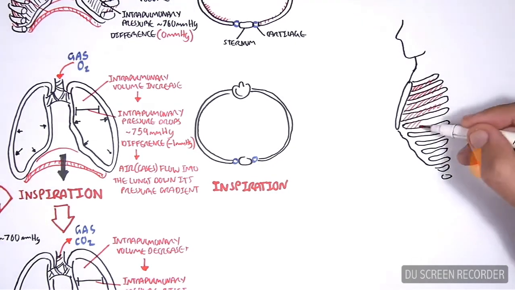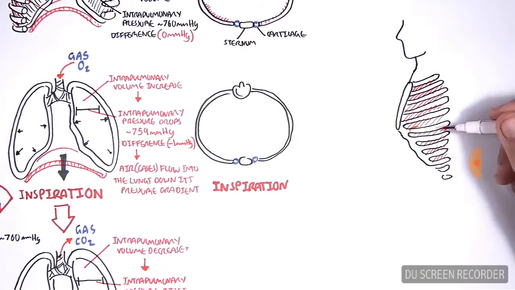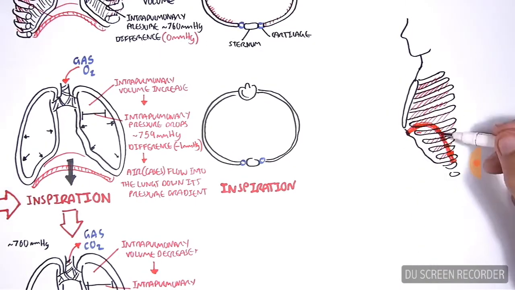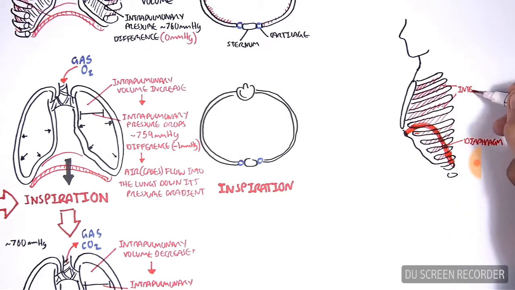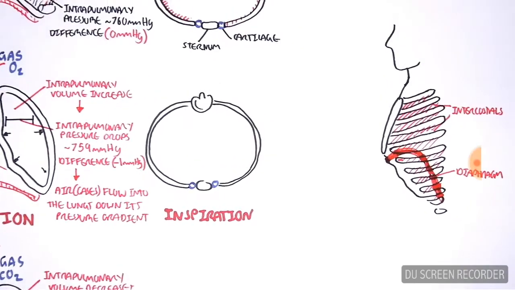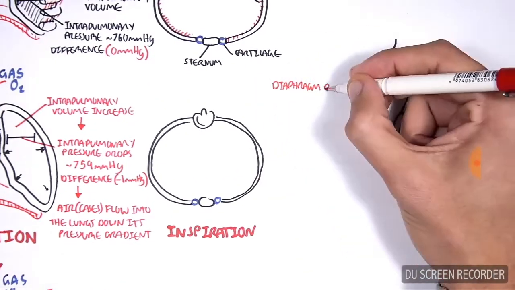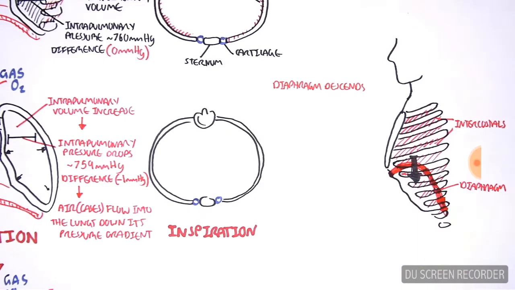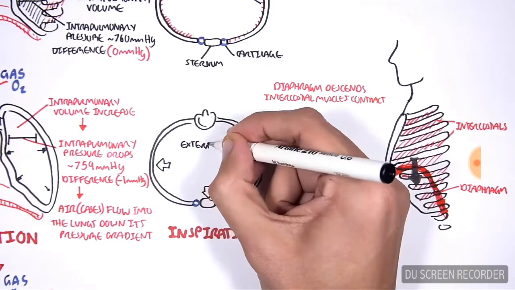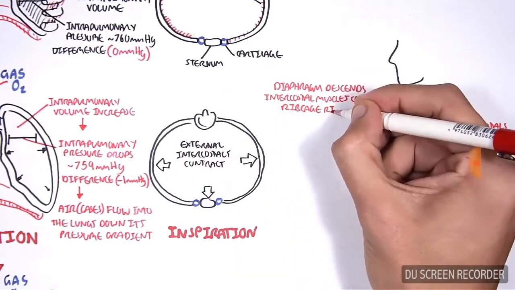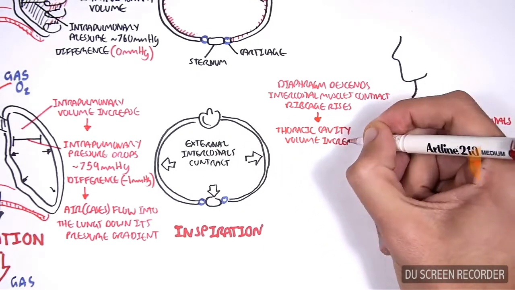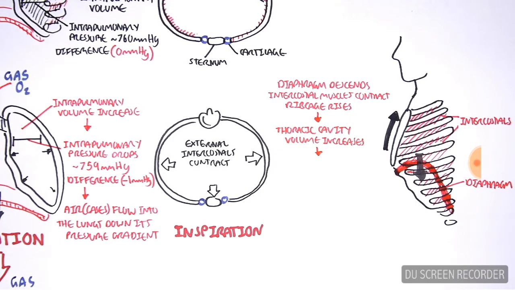And so here we have the diaphragm in dark red I'm drawing here. And here we have the intercostal muscles in between the ribs. So in inspiration, the diaphragm will descend and the intercostal muscles will contract like so. And this will essentially expand the rib cage, and the rib cage will rise. This will cause the thoracic cavity volume to increase.